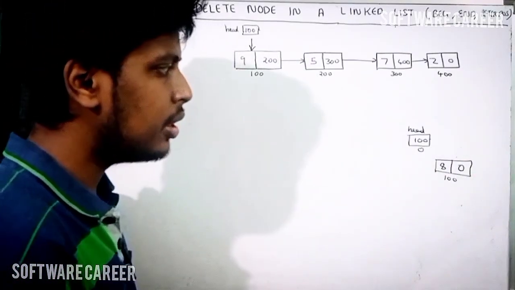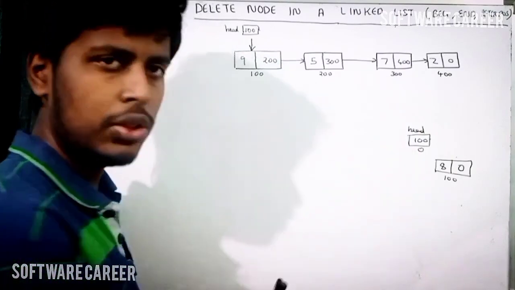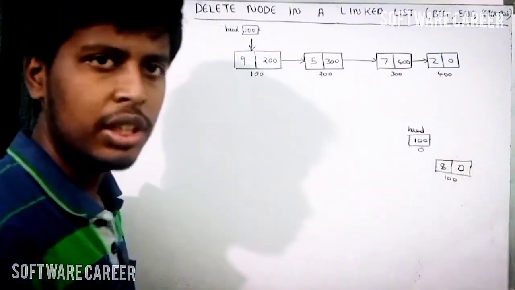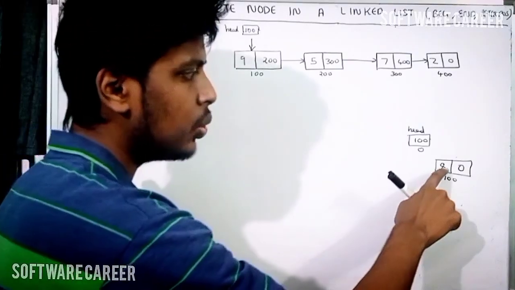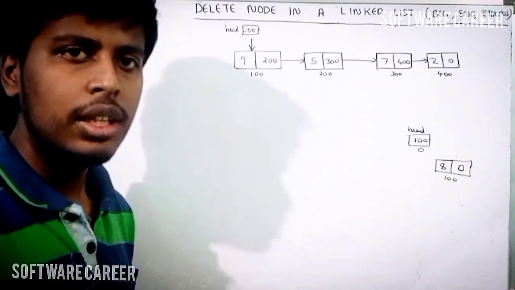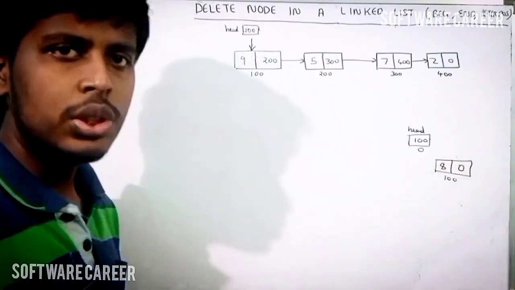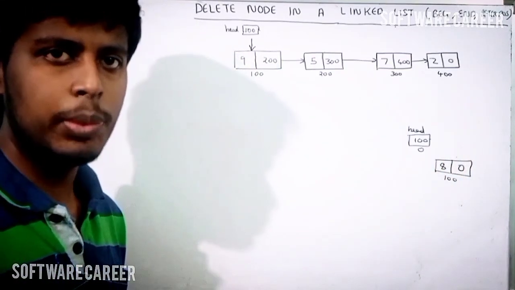Now see, the next step after updating this head value to 0 is you should remove this node from the memory, because the data, this 8, is stored in memory. Now this is a garbage value, so you want to delete it or else it will cause memory wastage.